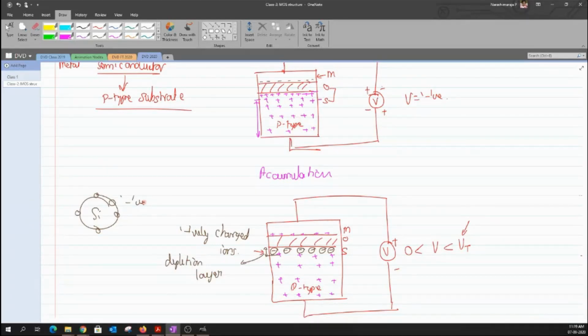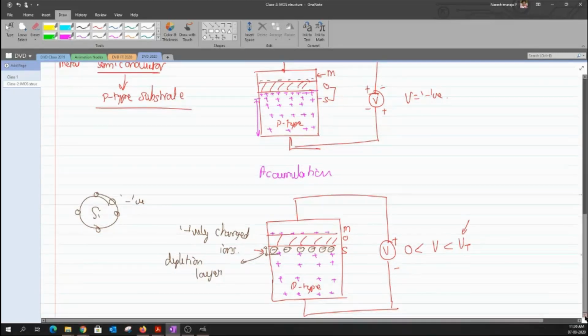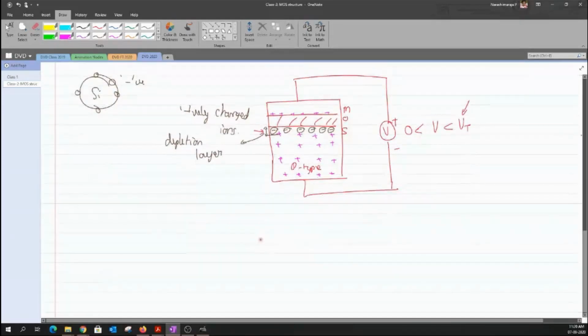Did you get it? Sir, but in this case, near the depletion region, how is the charge liberated or accepted?